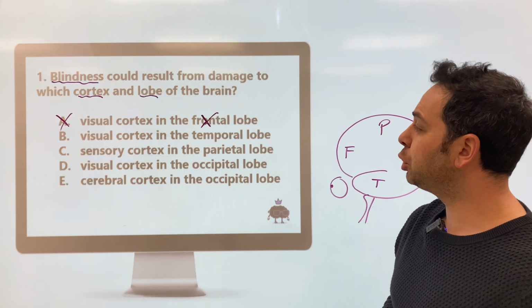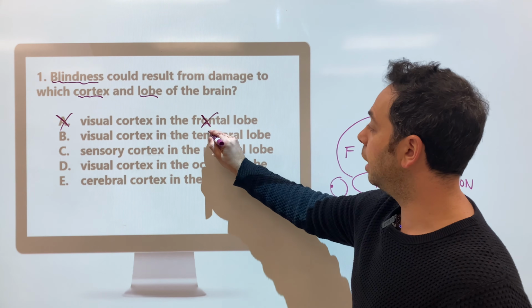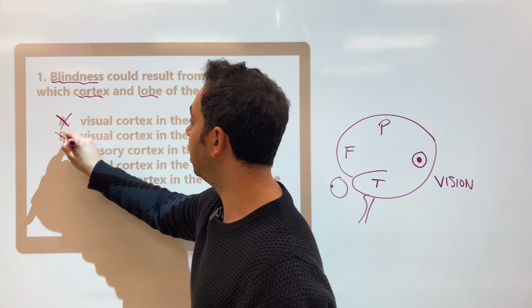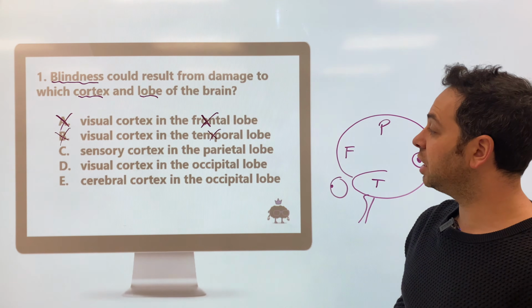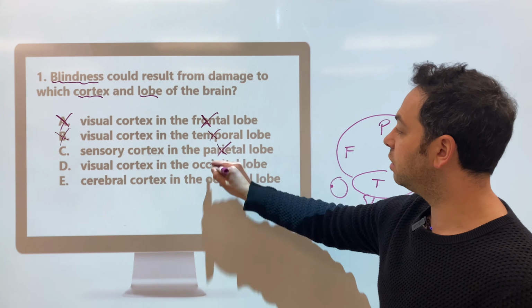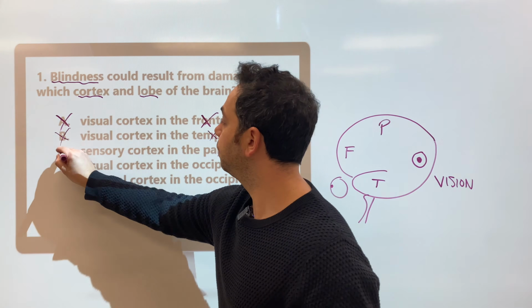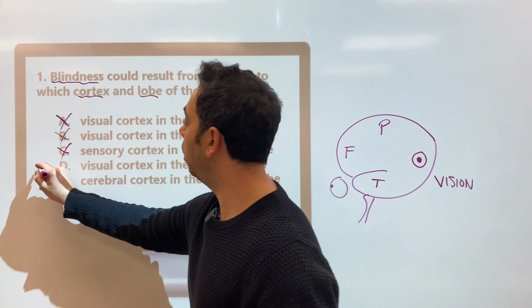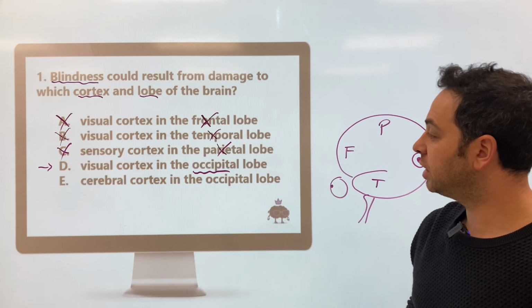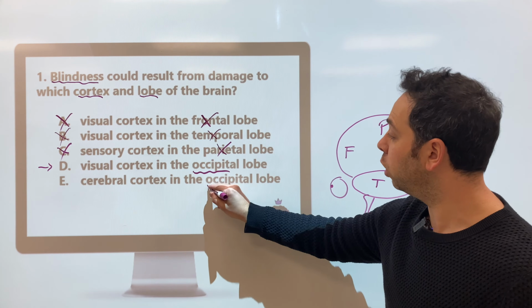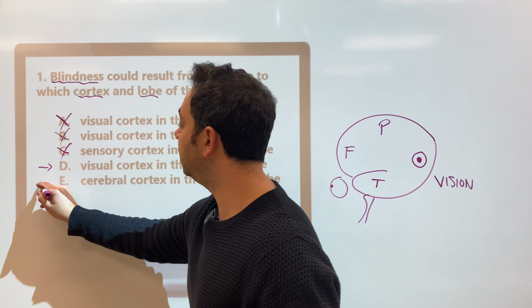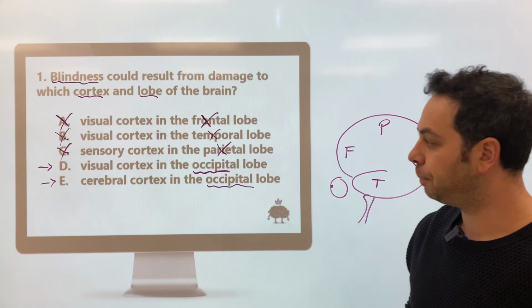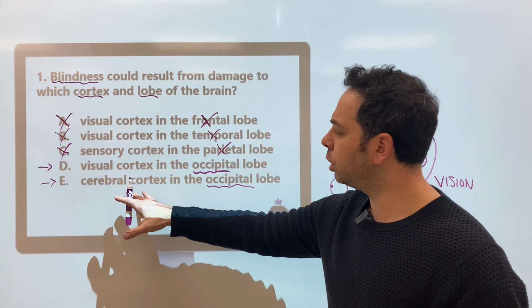Letter B, visual cortex in the temporal lobe. Well, temporal lobe is not occipital. That can't be our answer. C, sensory cortex in the parietal lobe. Once again, not occipital. Letter D, visual cortex in the occipital lobe. Well, there we go. We'll keep that one just for now. And E, cerebral cortex in the occipital lobe. All right, so we have 2 with the occipital lobe, so we can narrow it down to D or E. Which one is it? Well, letter E, our cerebral cortex.